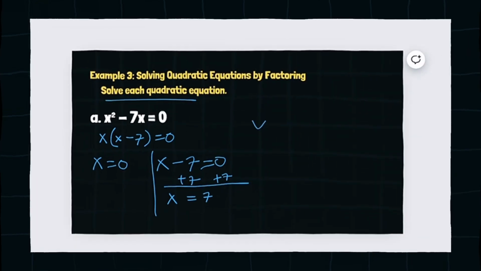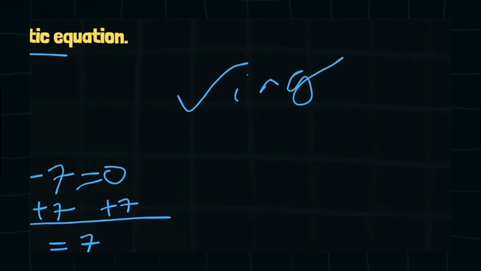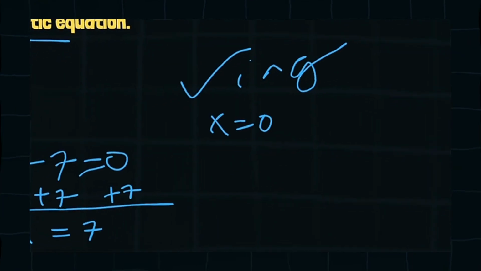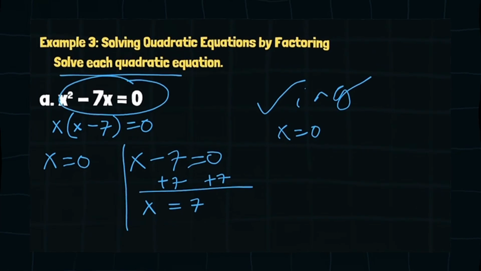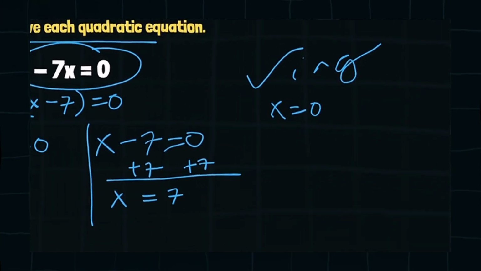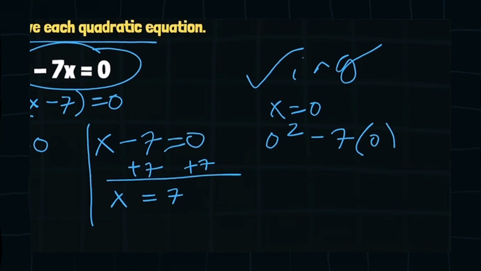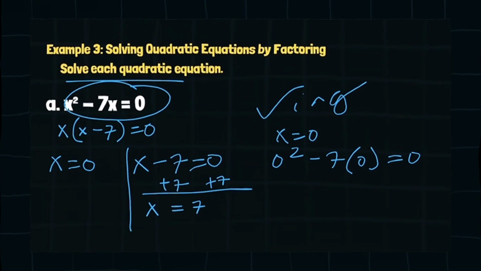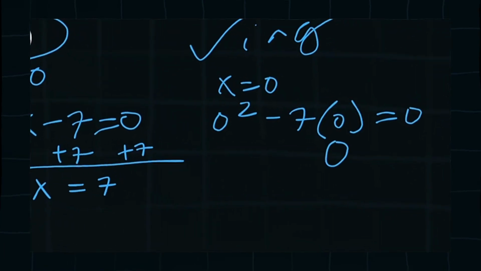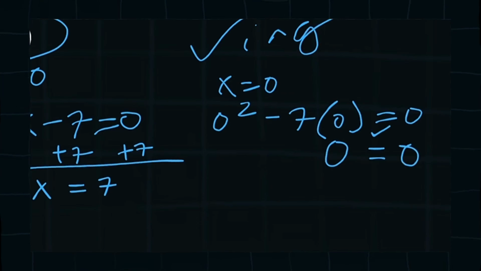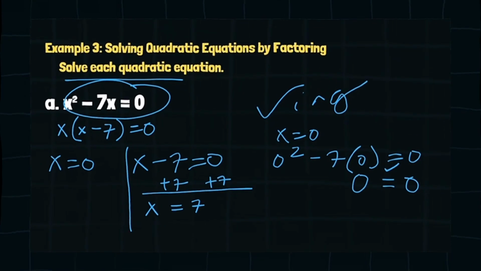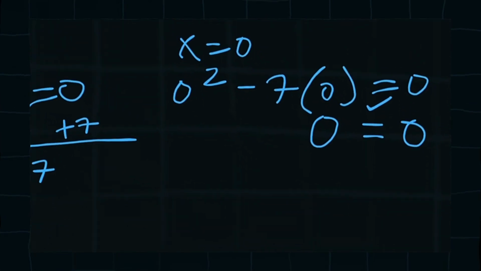How can we verify if our answer is correct? Let us check our answer. If x is equal to 0, we have to use the original equation and plug in the 0 to the x variable. Doing it, we have 0 squared minus 7 times 0 equals 0. If we continue that, we all know that both sides will be balanced, and that is equal to 0. This will prove that the first solution is correct.